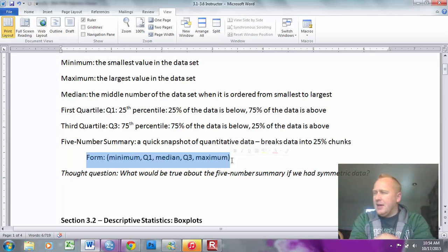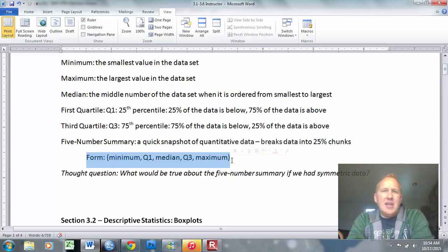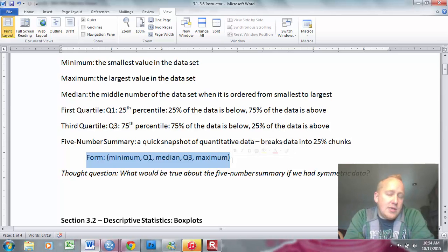to the maximum. But very few things in life fit perfectly into the little boxes that we want to put them in. So if the quartiles are roughly the same distance from the median, if the minimum and the maximum are roughly the same distance from the quartiles or from the median, then we'll probably say that the data is symmetric.